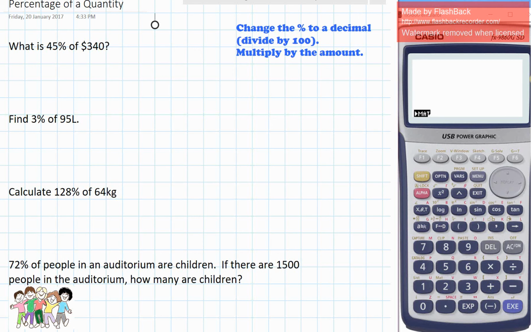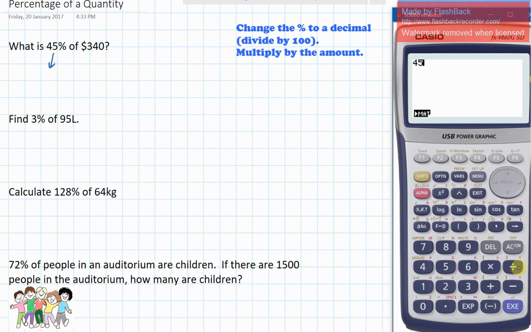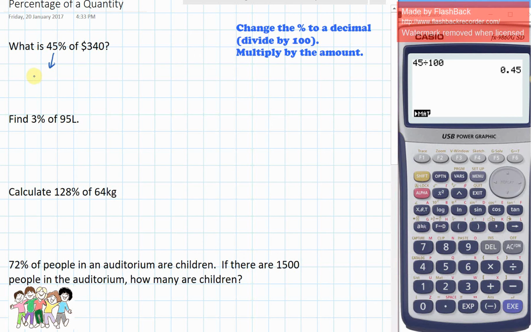So the first question here, we've got what is 45% of $340? So 45%, you want to change that to a decimal. On my calculator, 45 divided by 100, get 0.45. Of in maths means times, and then we're just multiplying that by 340.